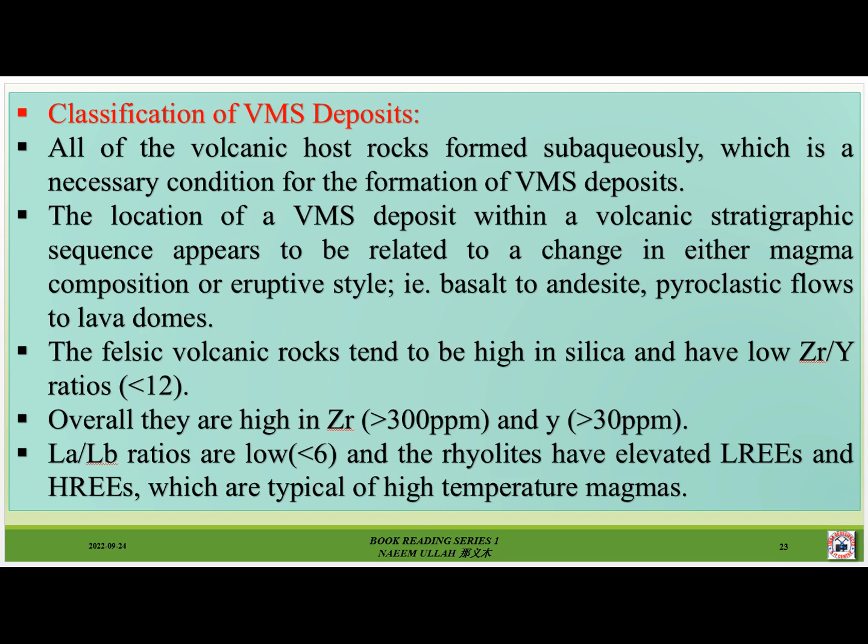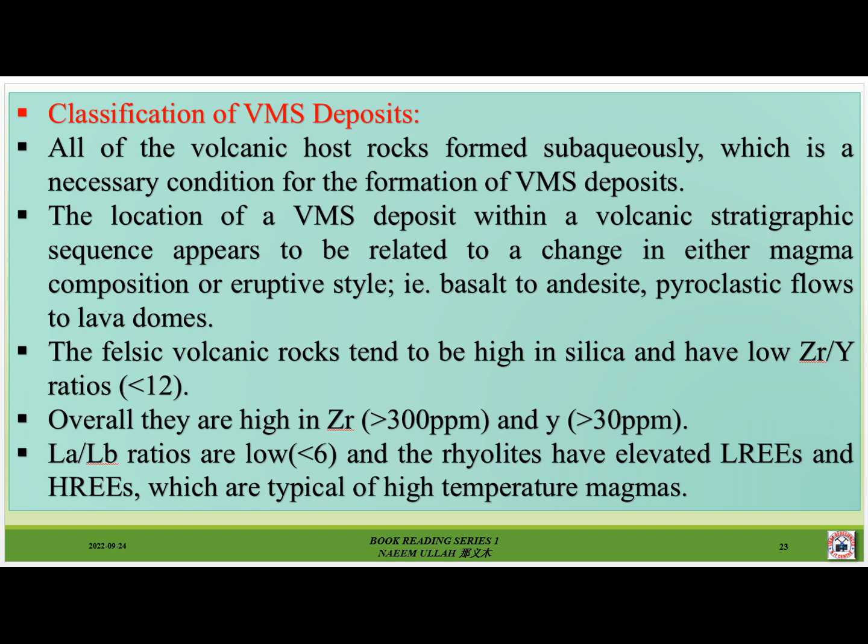All of the volcanic host rocks formed subaqueously, which is a necessary condition for the formation of VMS deposits. The location of a VMS deposit within a volcanic stratigraphic sequence appears to be related to a change in either magma composition or eruptive style, that is, basalt to andesite, pyroclastic flows to lava domes.